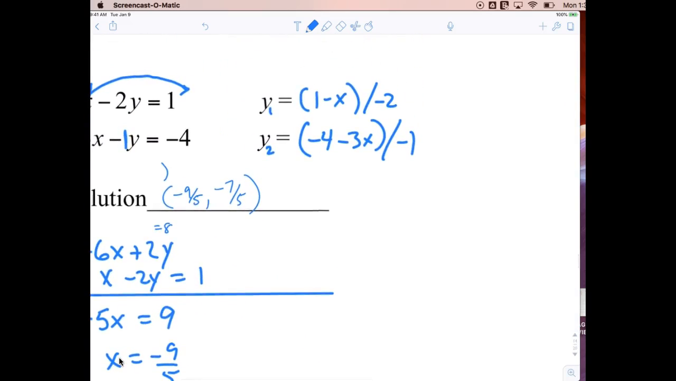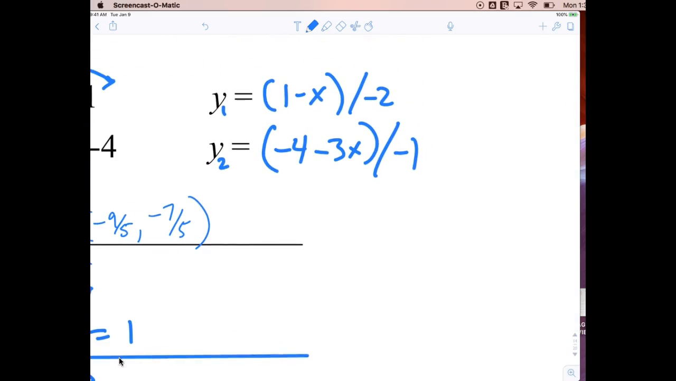-9/5, -7/5. Now everybody type in under y1, then type in under y2. Find the point of intersection. Again, you should come up with, I believe, -1.8, comma, -1.4. When you do that, you can convert that to a fraction. Tomorrow, 10 problems, 10 points each. Check your answer with a calculator. Hit the road.